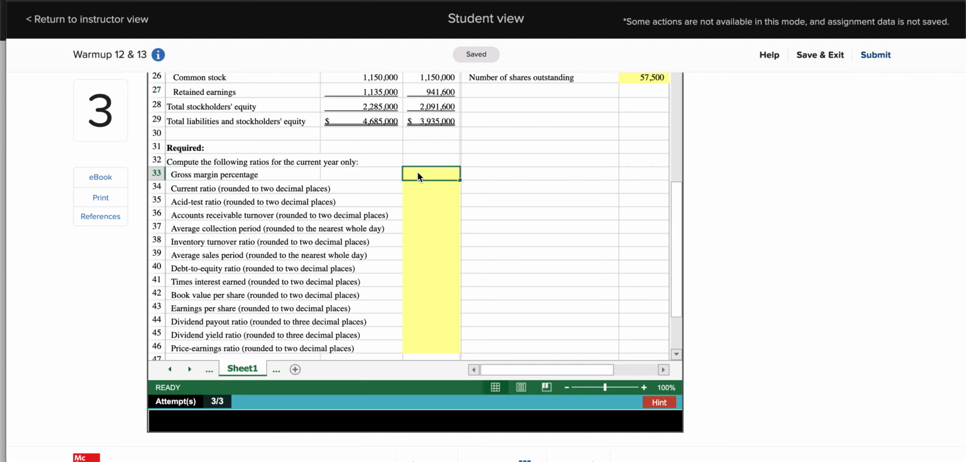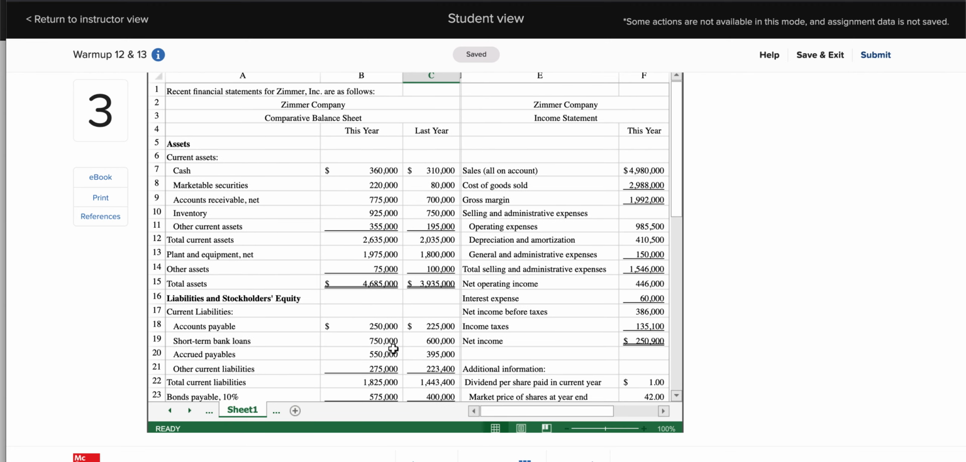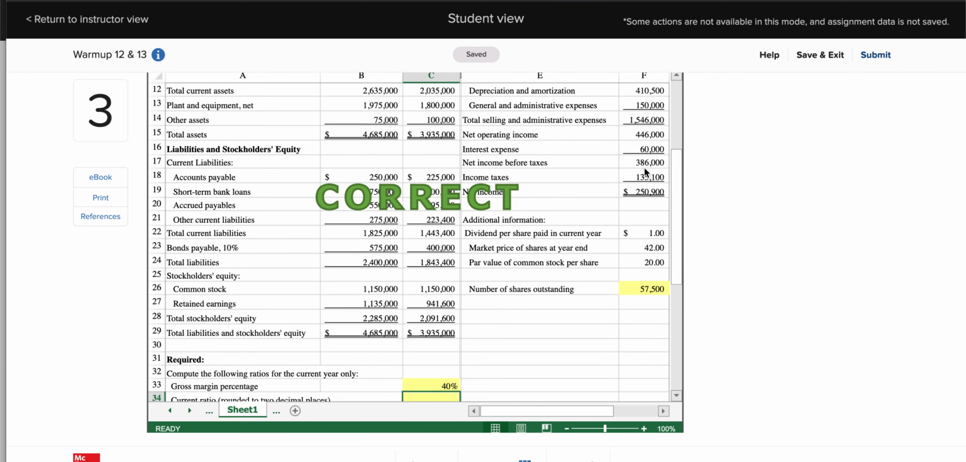But when we're looking at gross profit margin, for all of these, you also want to pay attention to whether or not they're asking you to round, because that requires a little bit of a twist on your formula. For this one, it doesn't ask for that. We are looking for the gross margin percentage. So what we want to do is say equal, go up to the gross margin on our income statement and divide that by sales, which is the formula for gross margin. This gives us 40%, and as you saw, the correct indicator was up there.